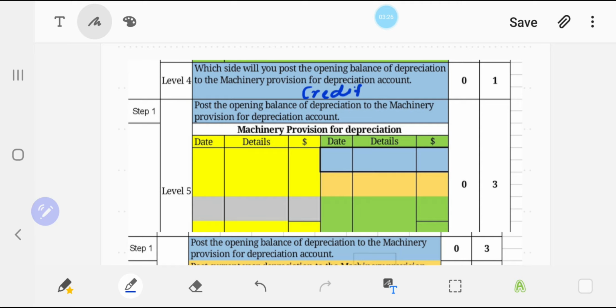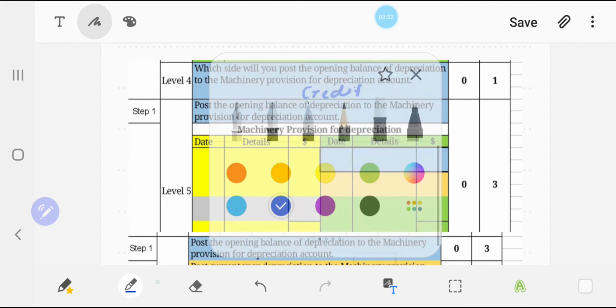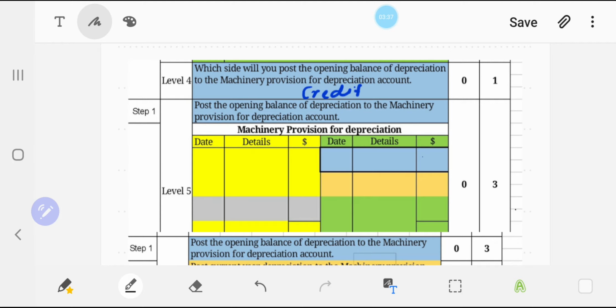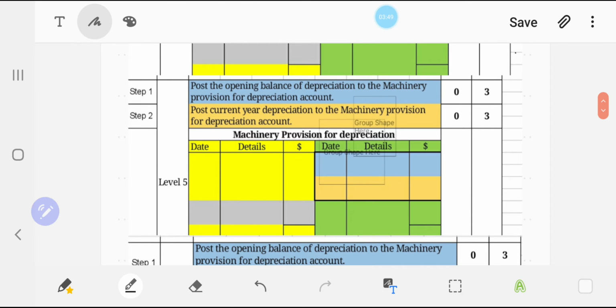Now go back to the question and it says 15,000 is your opening balance. Right. So 15,000 is your opening balance. 1st of Jan 2005, balance brought down. Next, post the opening balance of depreciation and post the current year depreciation. Well, let's resolve this. 15,000 was the opening balance brought down. 1st of Jan 2005, 31st 12 2005, income statement expense.